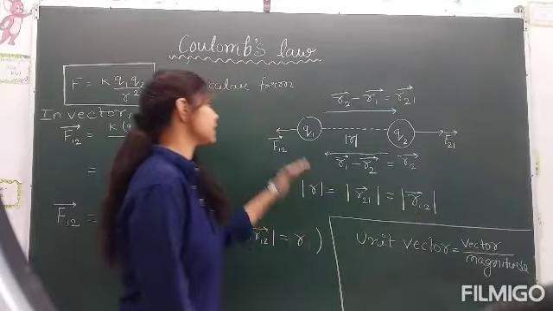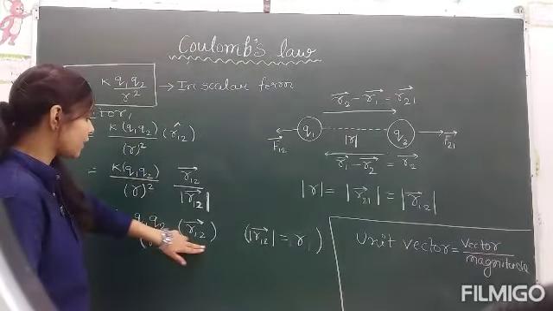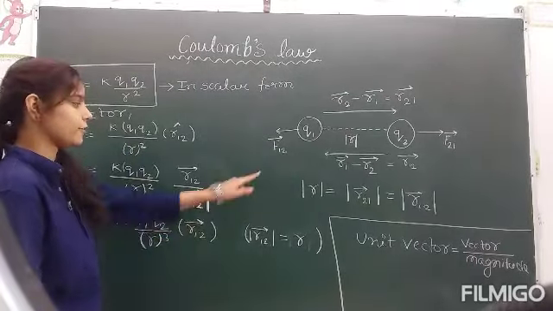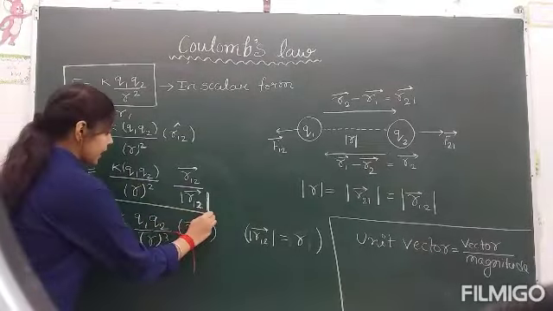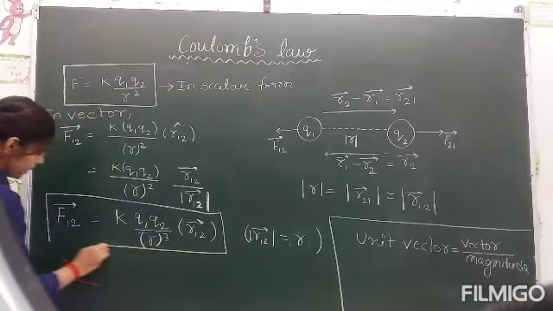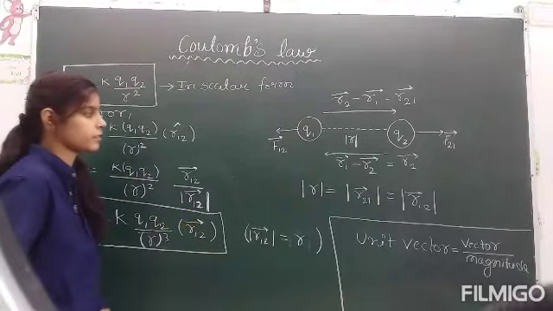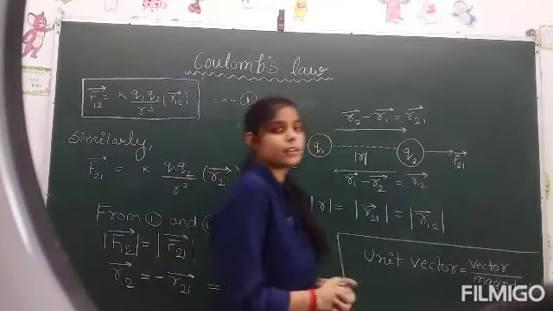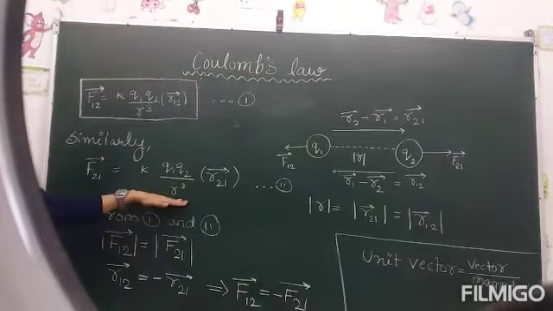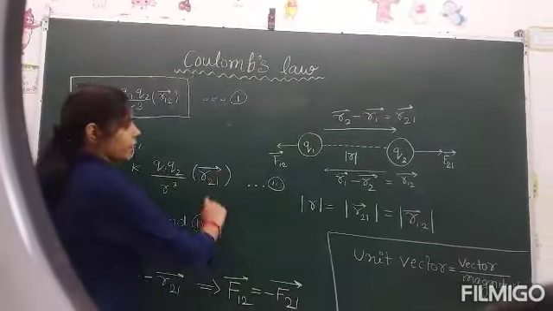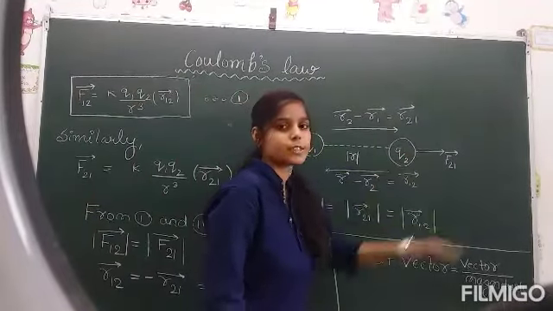Hence the R12 unit vector is in the direction of F12. So we can conclude that this can be written in the form of R. So here we are left with F12 is equal to K Q1 Q2 by R cube into the vector R12. Similarly, we can write F21 is equal to K Q1 Q2 by R cube into the vector R21. Here we can see that the R21 vector is in the direction of the force F21.